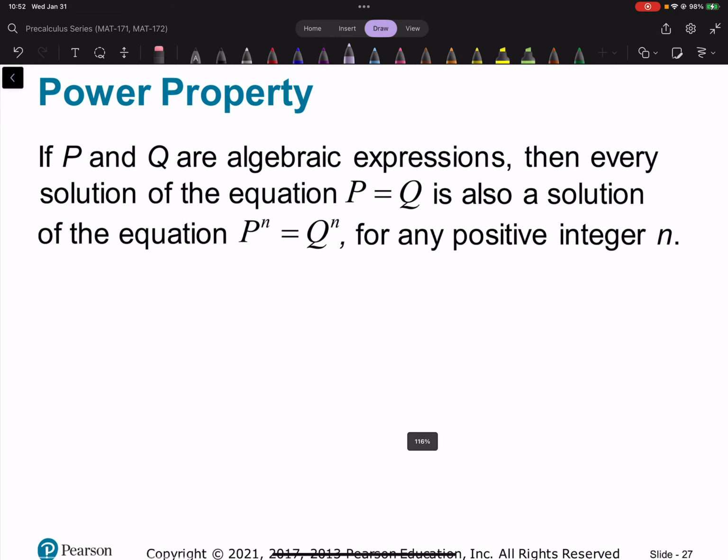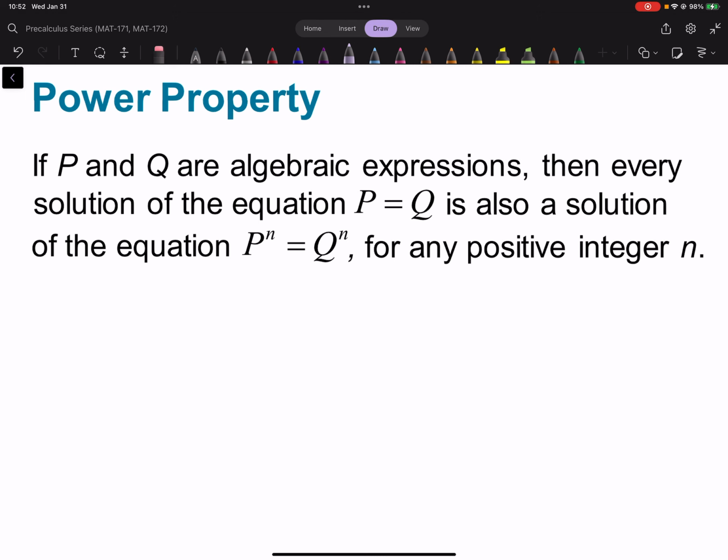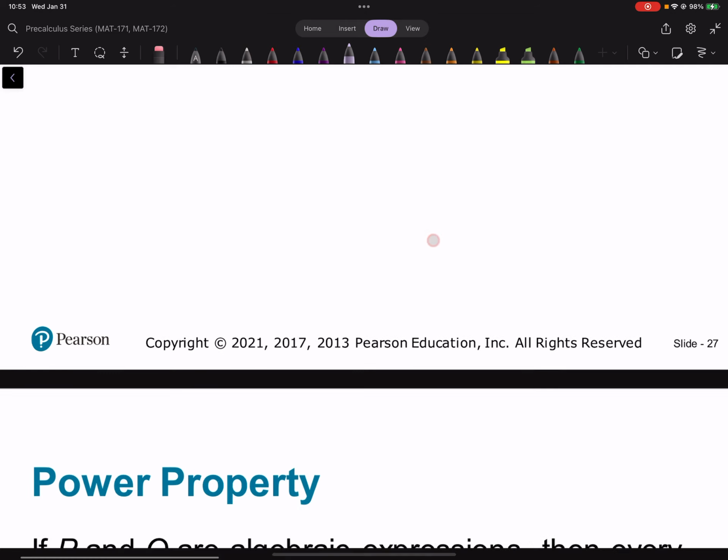Okay, so next I want to introduce the power property to you all. Pretty much this allows us to raise both sides of an equation to an exponent. That's basically what the power property is allowing us to do here. So that's why it says if P equals Q, then the solutions of P equals Q are also solutions of P to the power of N equals Q to the power of N. Now, this is great because we maintain the solution set utilizing the power property.